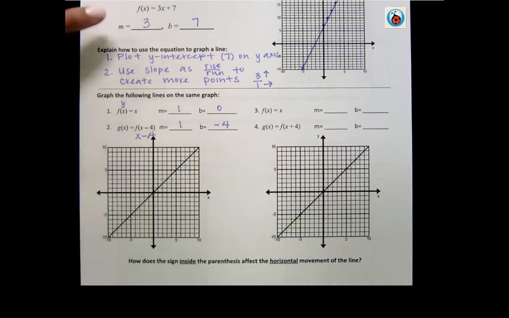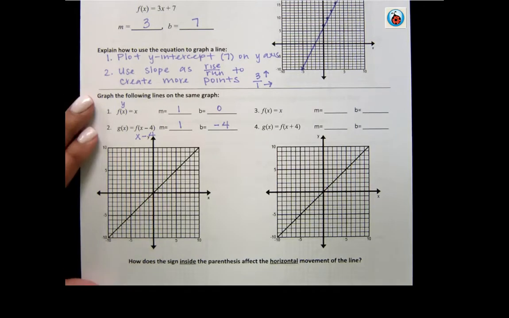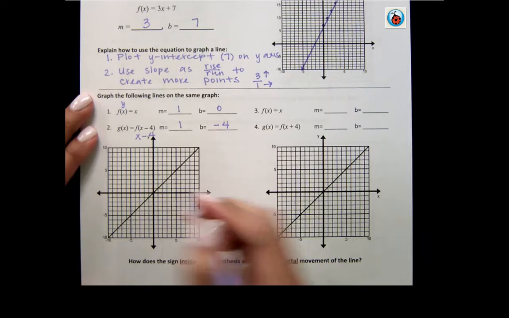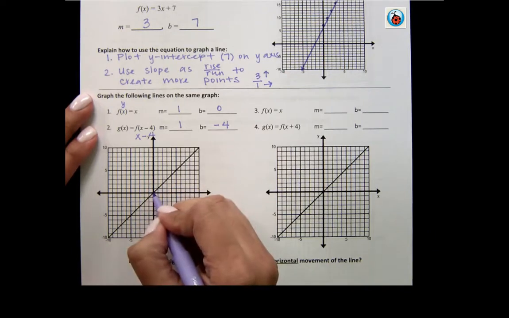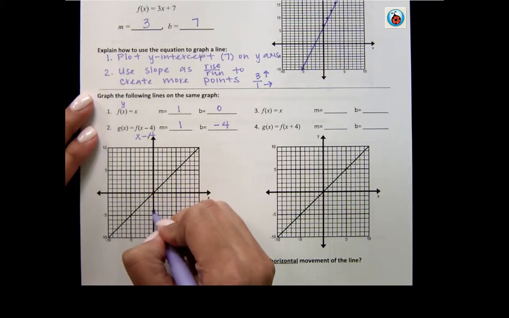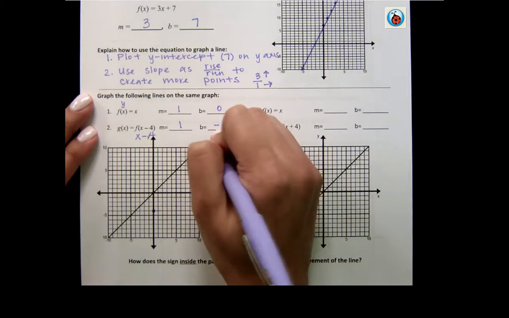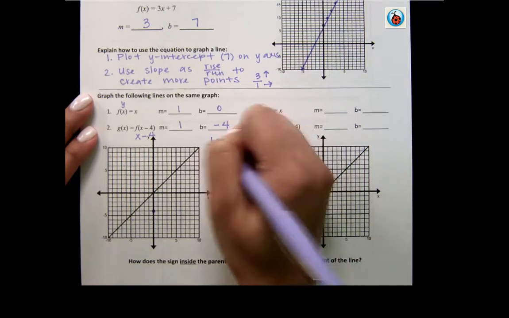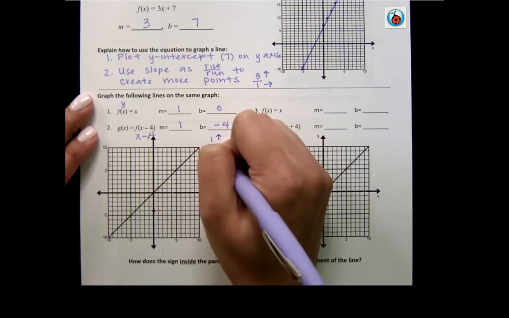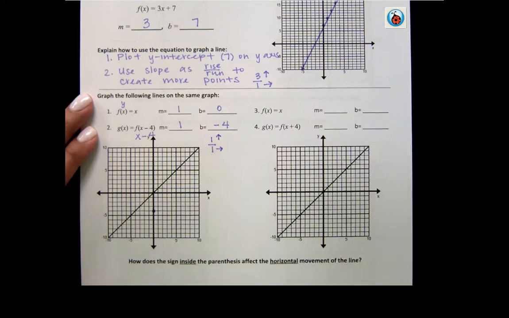So I'm going to take the same concepts that I used up here. I'm going to plot my y-intercept first and then use my slope to create additional points. So my y-intercept in this case is negative 4. So from the origin I go down 4 because it's negative. 1, 2, 3, 4. Now my slope is 1. To turn 1 into a fraction, it's 1 over 1. They're both positive, so I'm going to go up and to the right.